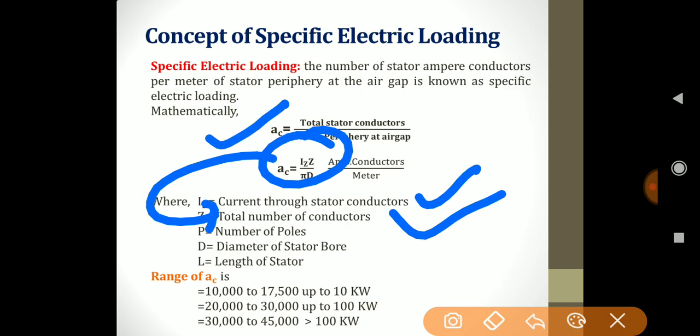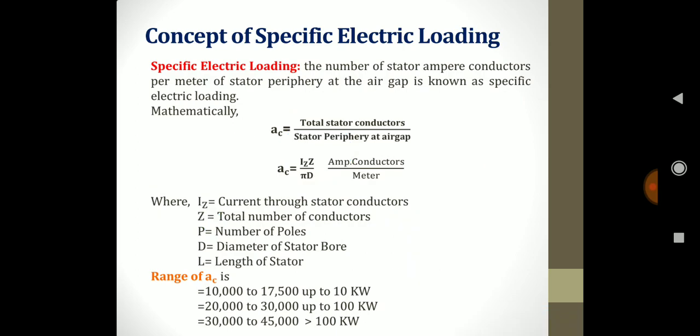Then the range of AC: when we are choosing the value of specific electric loading, it varies according to the rating of the machine. For machines up to 10 kilowatt, this value is 10,000 to 17,500. Then for machines up to 100 kilowatt, 20,000 to 30,000, and for more than 100 kilowatt machines, this range varies from 30,000 to 45,000. So generally we could say the range of specific electric loading is between 10,000 to 45,000.